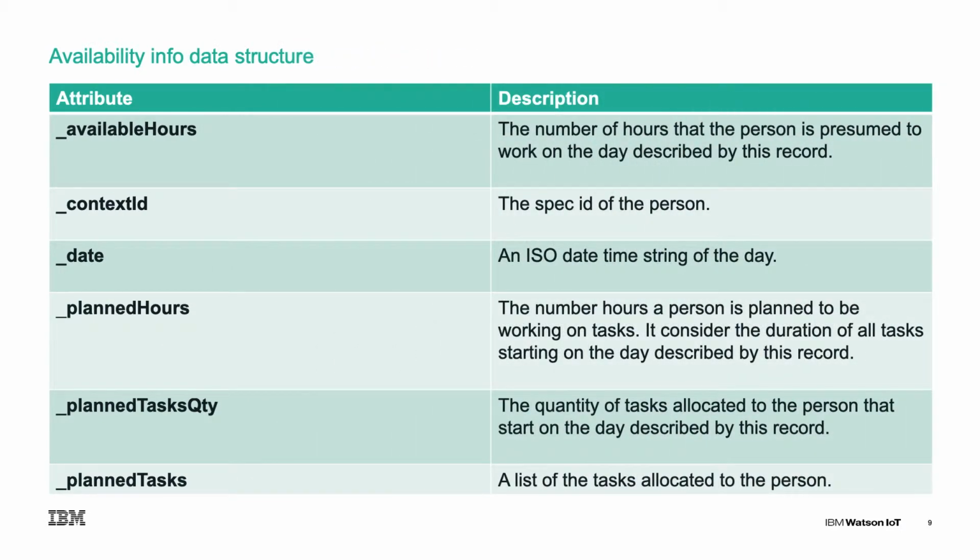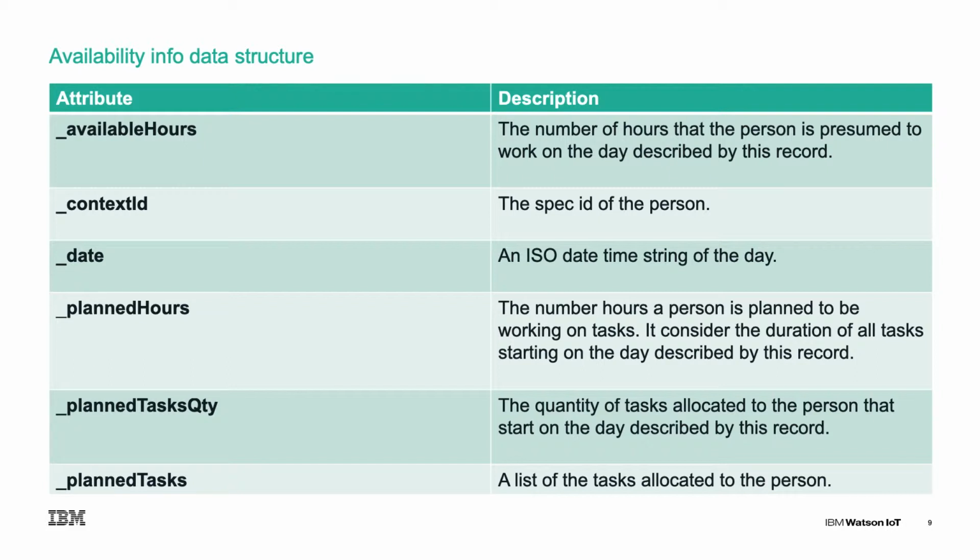Each availability information item in the response array has 6 attributes. The first attribute is the available hours that describe the number of hours that a person is presumed to work in a specific day. That information comes from the calendar associated to the person. The context ID, that is the ID of the person. The date attribute, that is the string representation of the day.